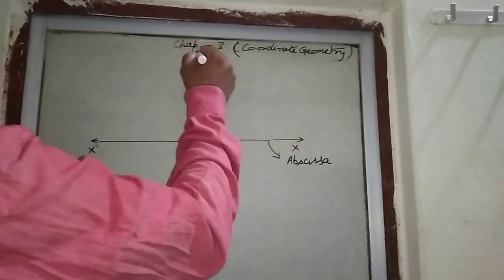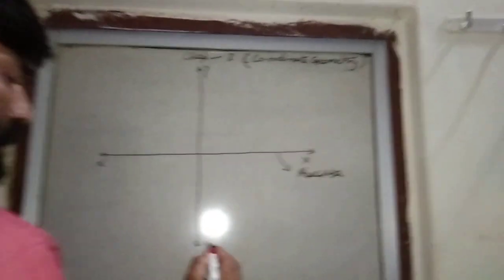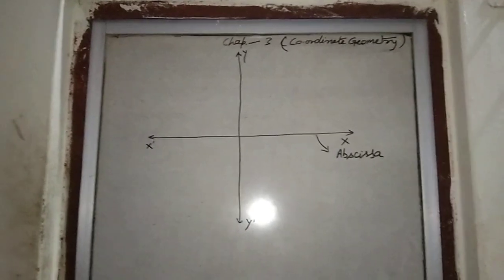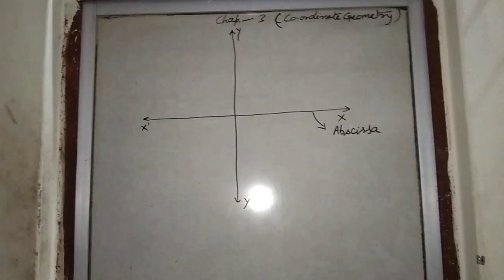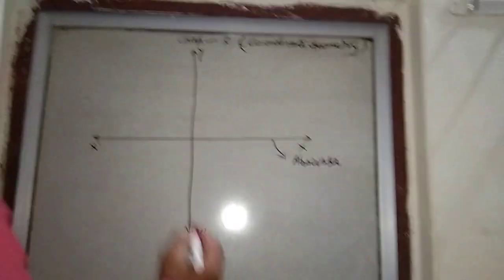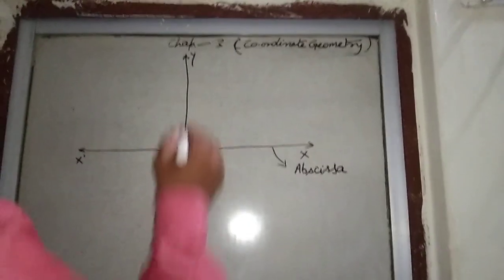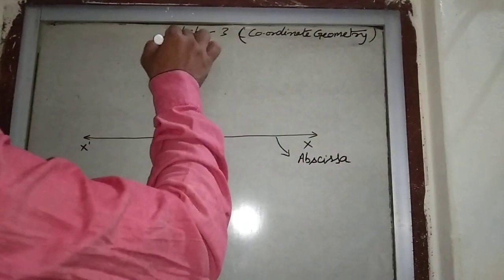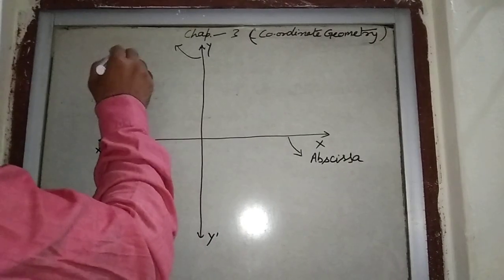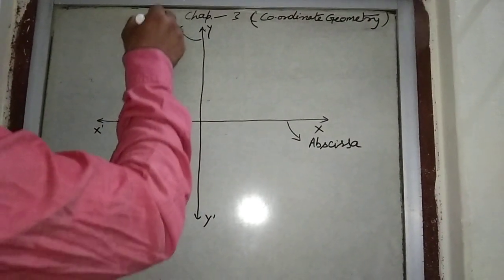And the vertical line is the y-axis, and the special name of this axis is what? Ordinate.